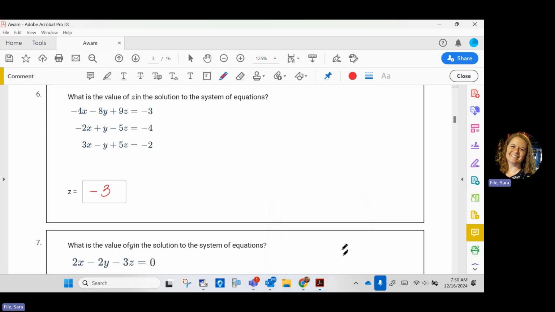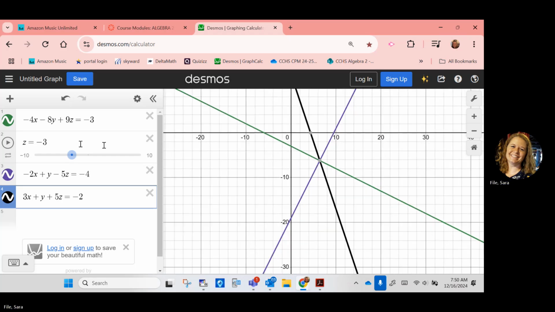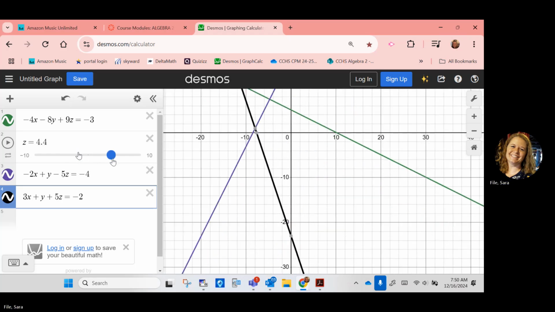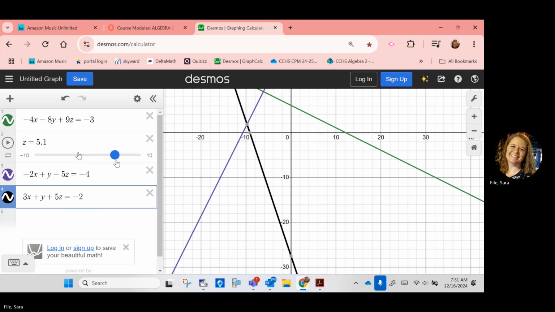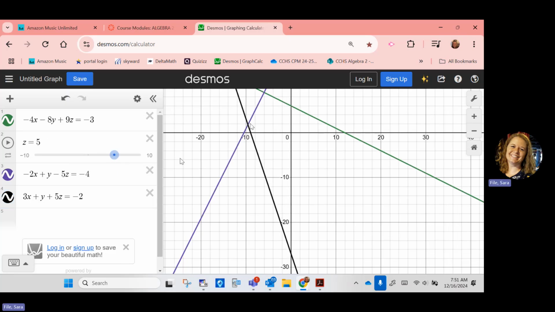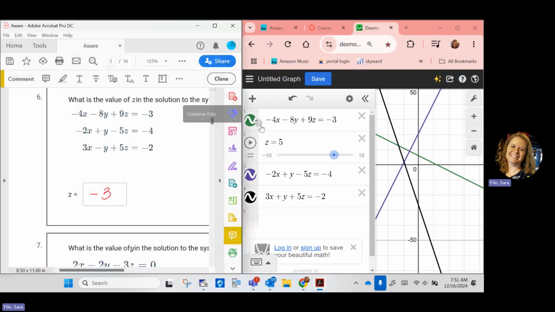I will go back and check that. Let's see if there's more than one. Let me zoom out. Yeah, they're not all three intersecting there. So I'll have to check that. Let me double check that I've got these typed correctly. Just see if I had a typo on any of those.